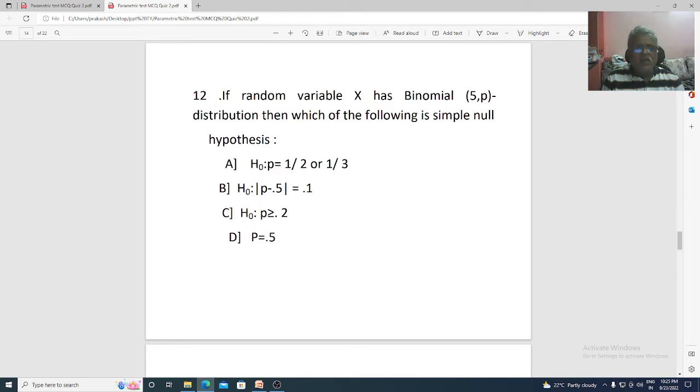Question number 12. If a random variable x has a binomial distribution with parameters 5 and p, then which of the following is null hypothesis? Option A, p equal to half or 1 by 3. Option B, H0 mod p minus 0.5 equal to 0.1. C, p is greater than or equal to 0.2. D, p equal to 0.5. Then the correct option is D, p equal to 0.5.